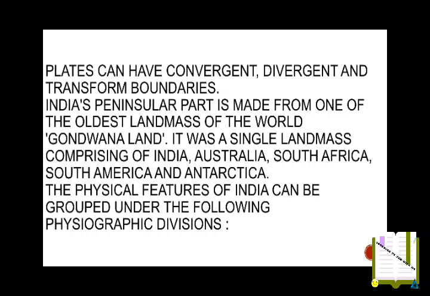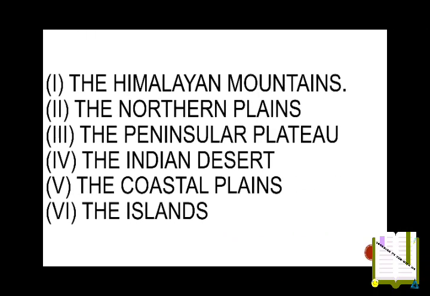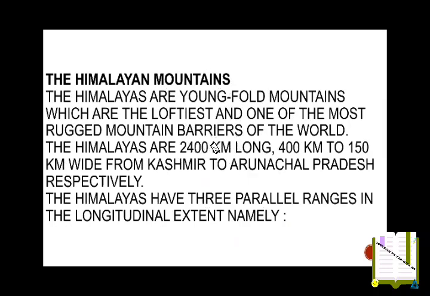India's peninsular part is made from one of the oldest landmasses of the world, Gondwanaland. It was a single landmass comprising India, Australia, South Africa, South America, and Antarctica. The physical features of India can be grouped under the following physiographic divisions. The six of them are the Himalayan mountains, the northern plains, the peninsular plateau, the Indian desert, the coastal plains, and the islands. Now, first the Himalayan mountains.